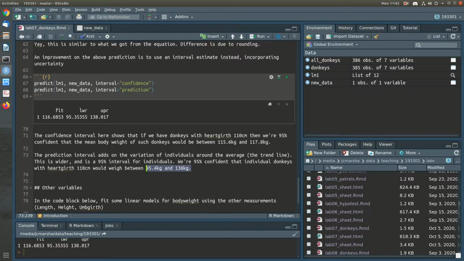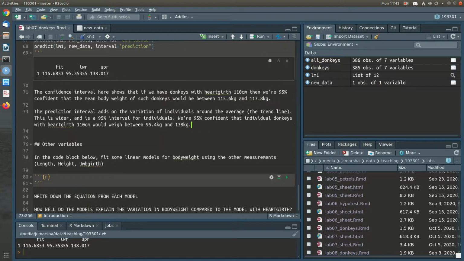Okay, so the confidence interval is for the average, just like the confidence interval for a mean is for the mean, right? It's for the population mean. It's not for the individuals in the population. It's for the average in the population. A confidence interval for the prevalence is the average across the population, right? So the average is the proportion positive. So confidence intervals are for averages. Prediction intervals are for individuals.